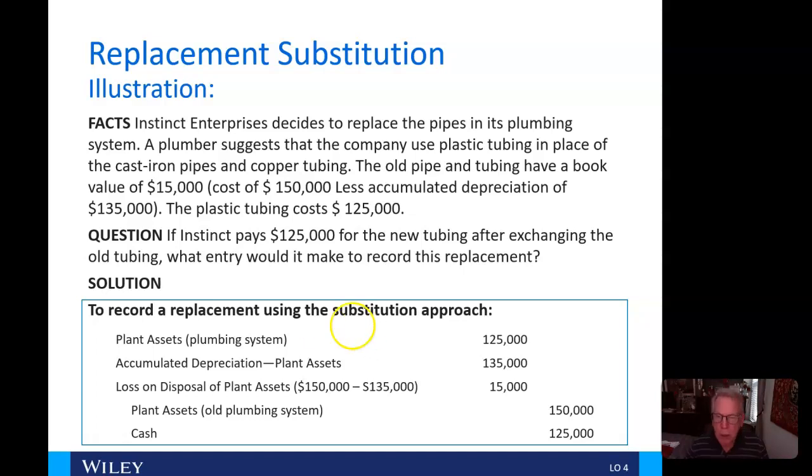If Instinct pays $125,000 for the new tubing after exchanging the old tubing, what entry would you make to record this replacement? So I think this one's a little more straightforward. Here, we're going to take the $125,000 the plastic tubing costs. We'll record that as an asset. The $135,000 of accumulated depreciation on the old pipe, we'll take that out, as well as the $150,000 here for the old plumbing system assets. And we're going to pay this $125,000 in cash here. So that means we're going to take a loss of $15,000 on this transaction.